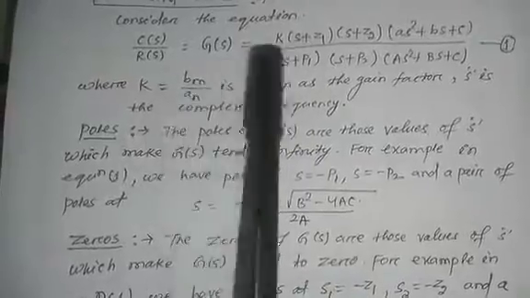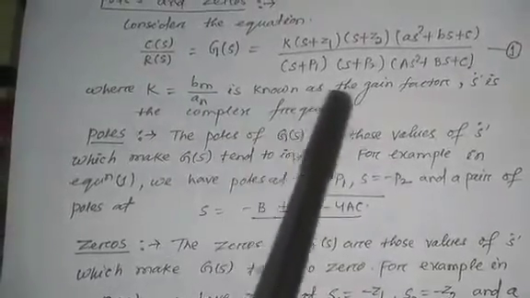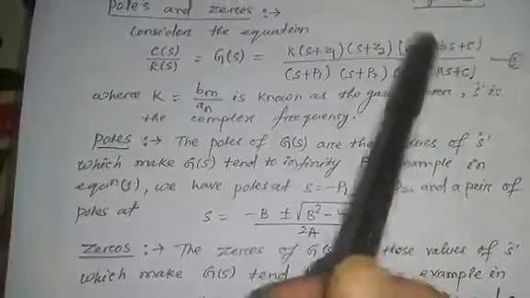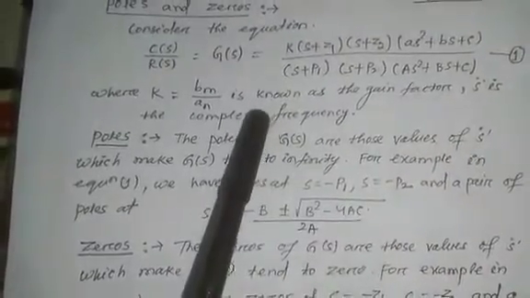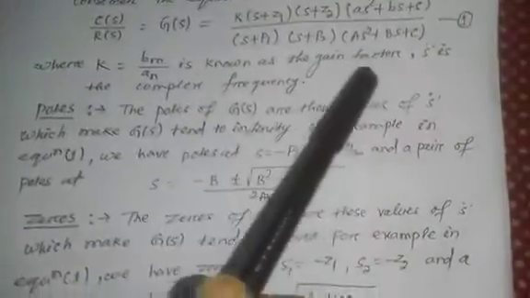What is the K? K is a gain factor. K is equal to bm by an, where m is the highest power in the numerator and n in the denominator, known as the gain factor. S is the complex frequency.